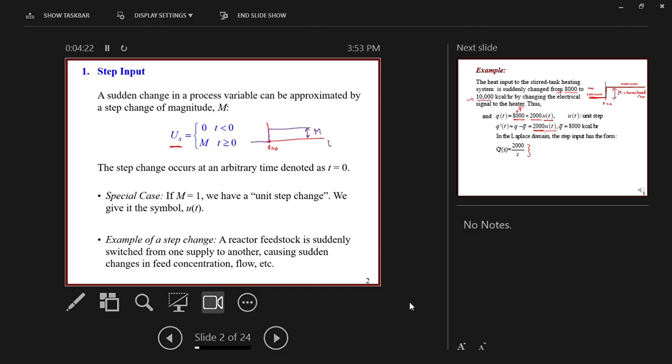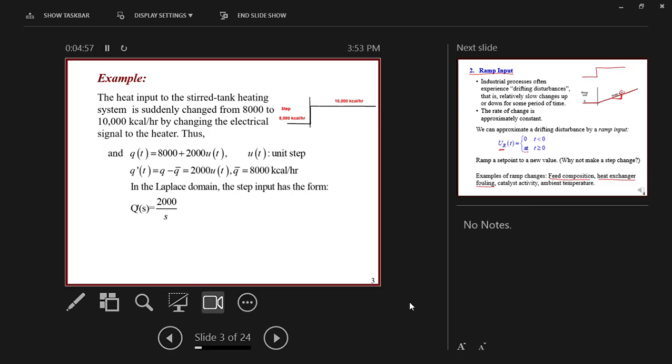So this is t, and this is U of S. This is the form of the change using the step change, and it occurs at time 0. There are, of course, special cases. The case in which M is equal to 1, we call a unit step change. And these are different examples: the reactor feedstock is suddenly switched from one supply to another, causing sudden changes in feed concentration, flow, etc.